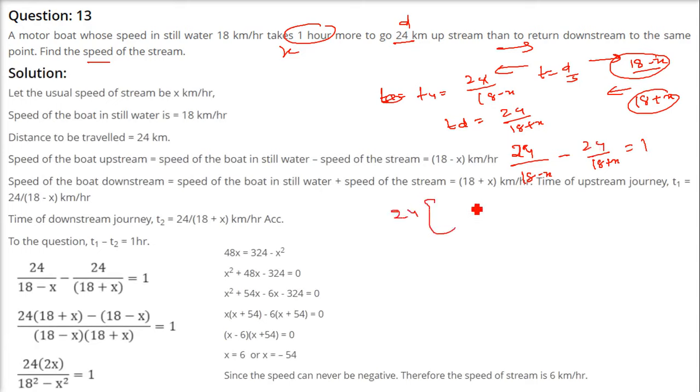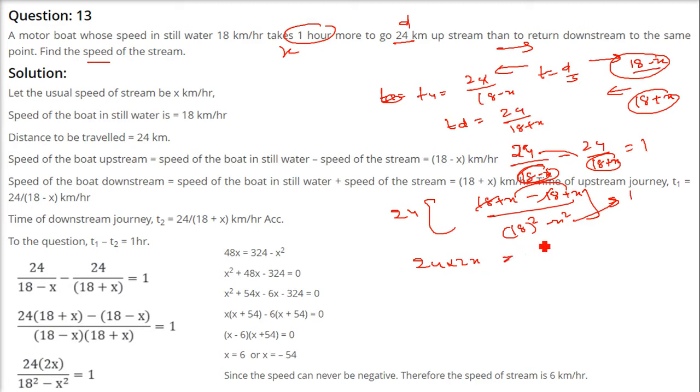You can take 24 common. 18 plus x goes here, and minus 18 minus x. So this is 18 plus x, 18 minus x, a plus b, a minus b, so I'll multiply them: a square minus b square. Take this here, and the 18s get cancelled. You have x plus x as 2x. 24 into 2x is equal to 18 square, which is 324, minus x square. So this will be 48x. Now bring these two here. So x square plus 48x minus 324 equals 0.